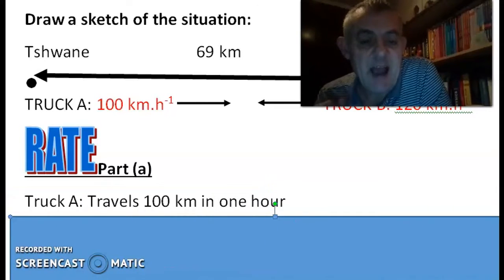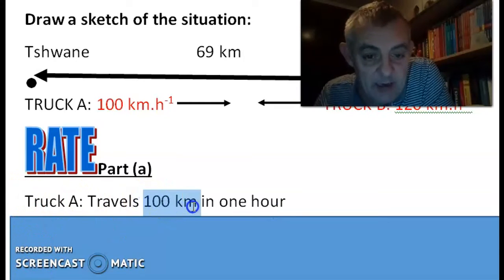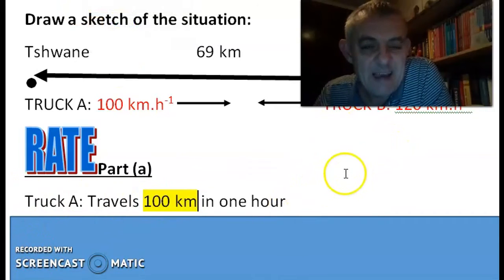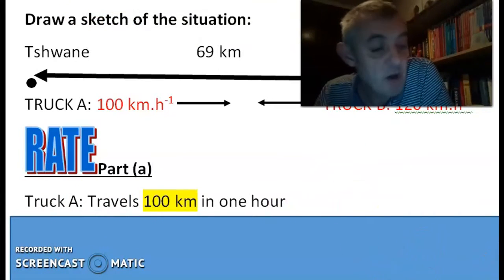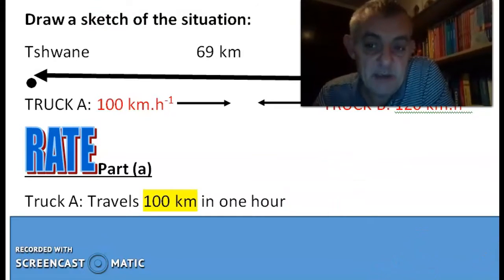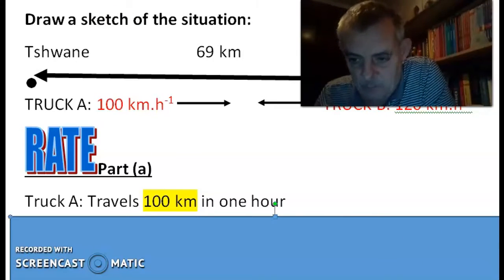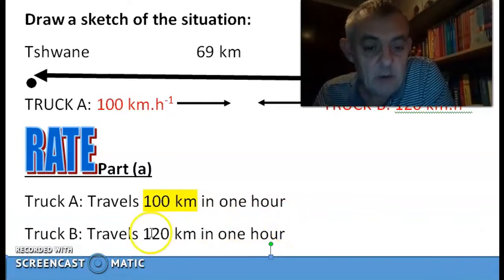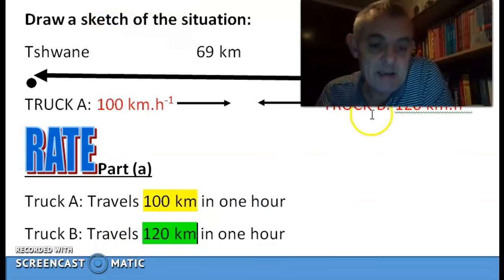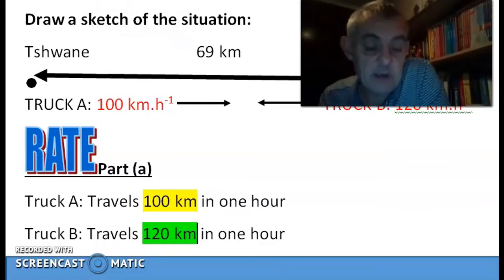Truck A travels at 100 kilometers per hour. That means that in 1 hour, truck A will travel 100 kilometers. So how far will truck B travel in 1 hour? Think about that. What is its speed? 120 kilometers per hour. So yes, truck B will travel a distance of 120 kilometers in 1 hour.